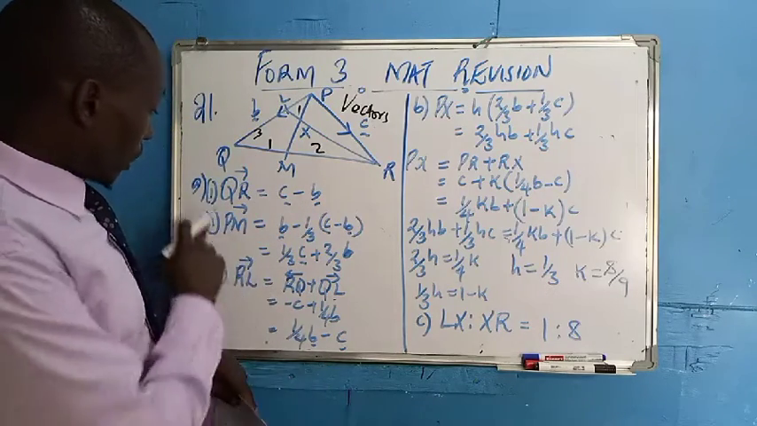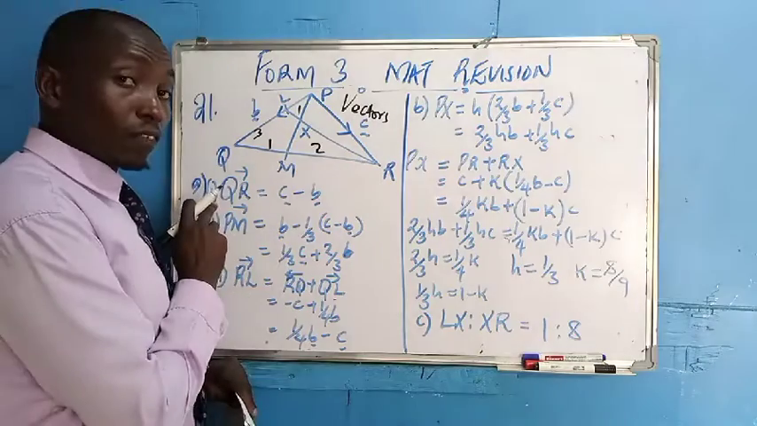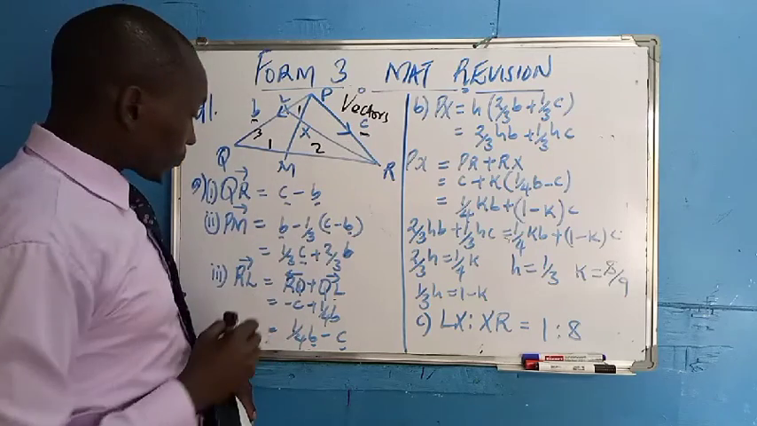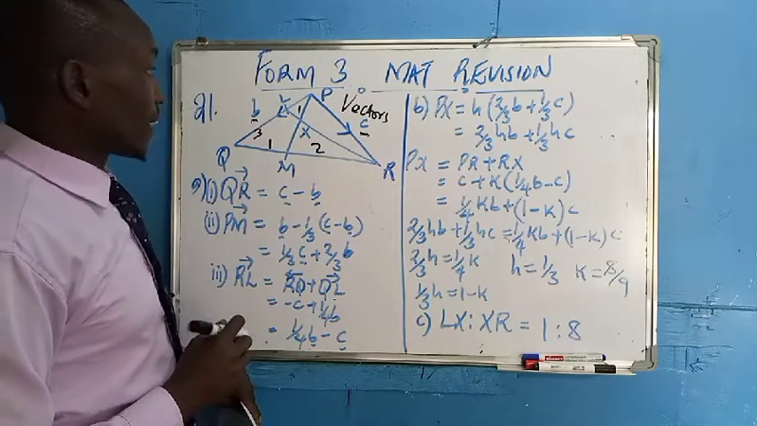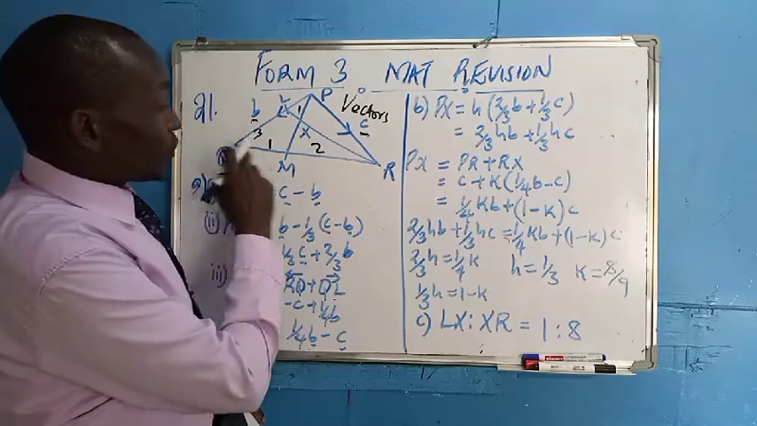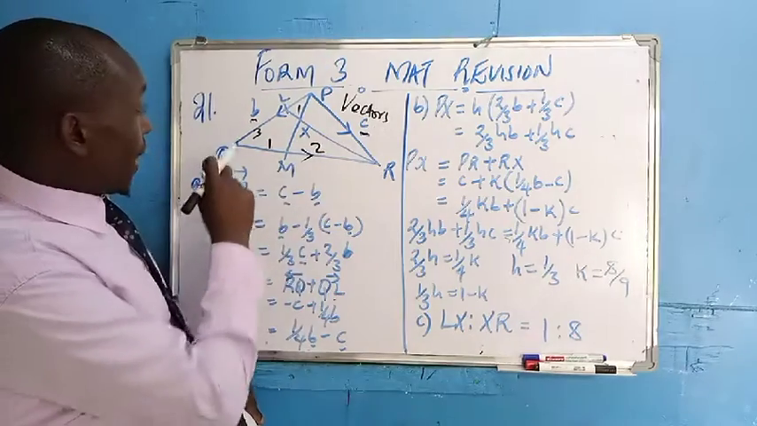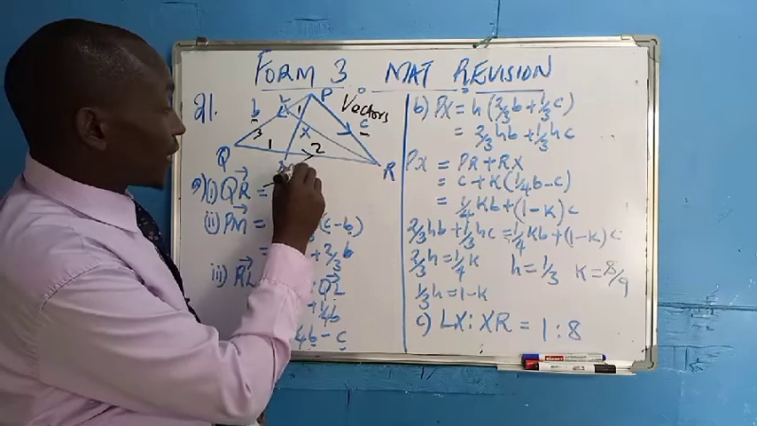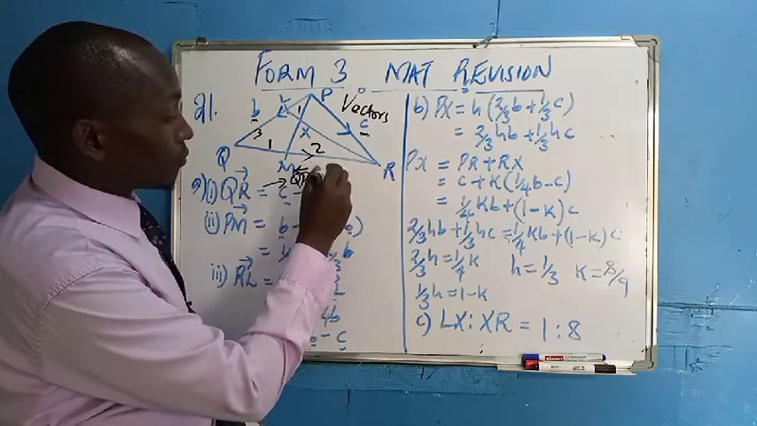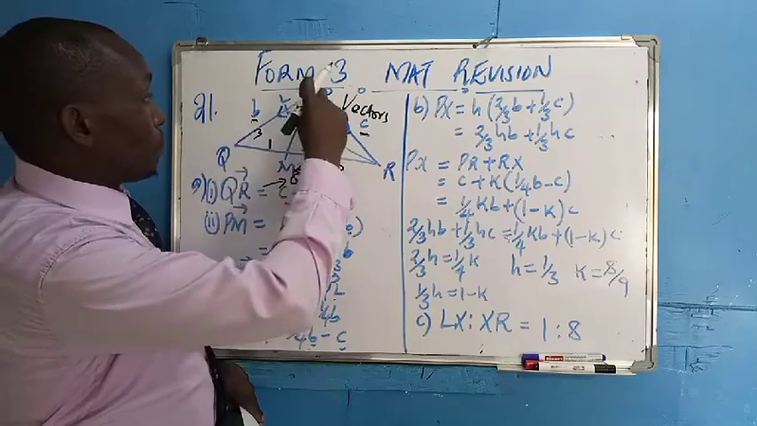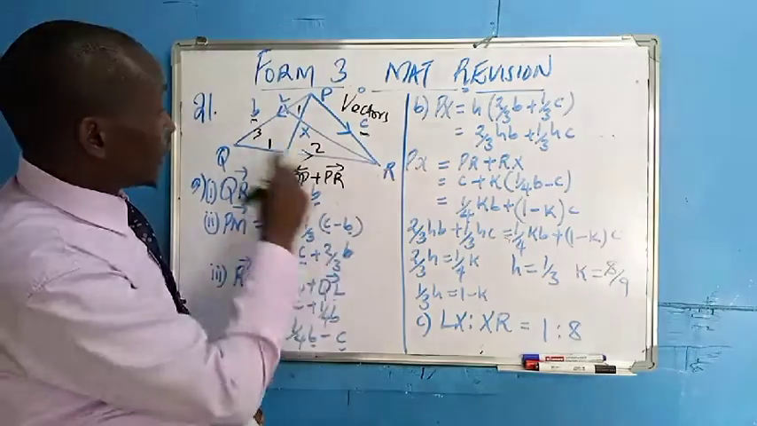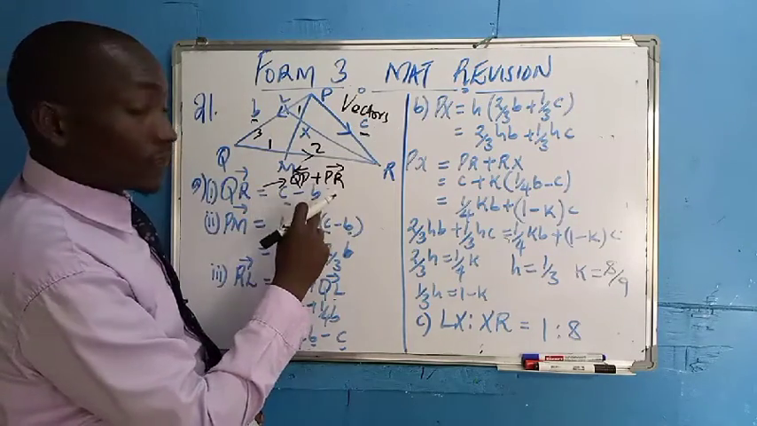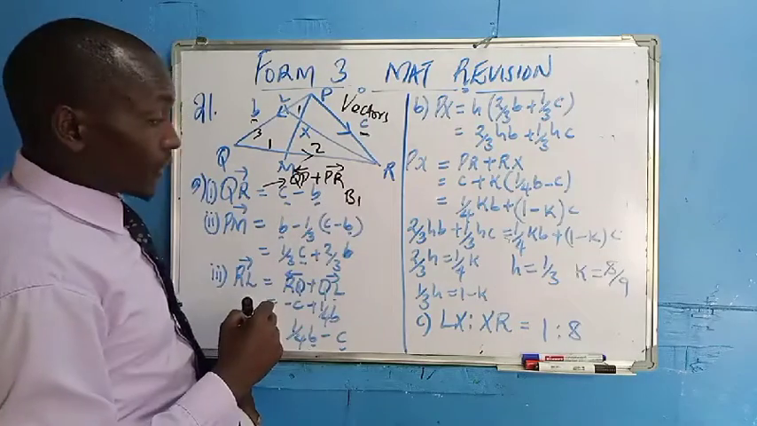So the first question, part A Roman 1, we express the vector QR in terms of B and C. Now, what exactly do I need to know? I need the vector QR. QR is given by QP plus PR, going against that direction. So this is negative B plus C, which is the same as C minus B. So that's where the student scores the first mark.